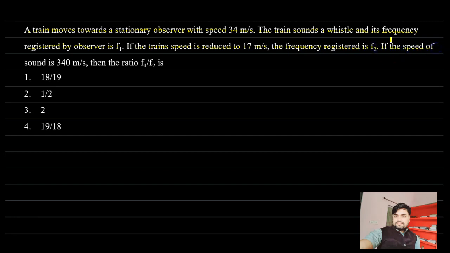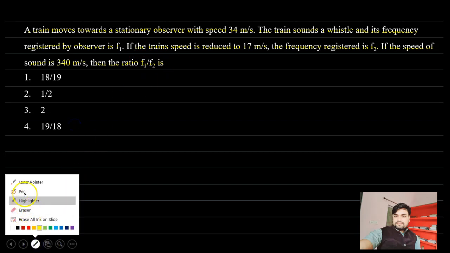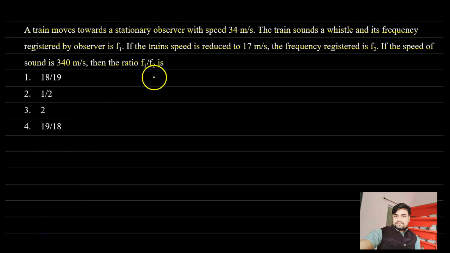If the speed of the sound is 340 meter per second, then the ratio f1 by f2 is, and we have to choose the correct ratio for f1 and f2. So let us start the solution of this question. This question is again from the Doppler's effect.